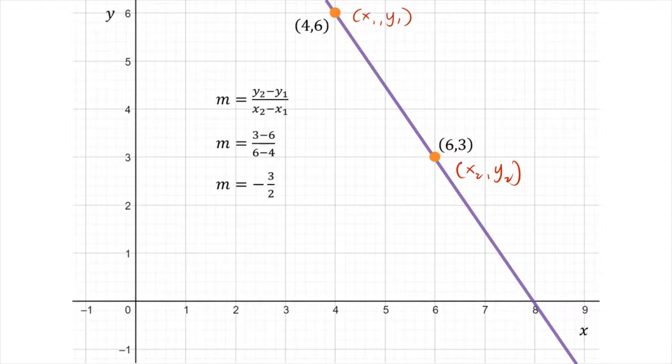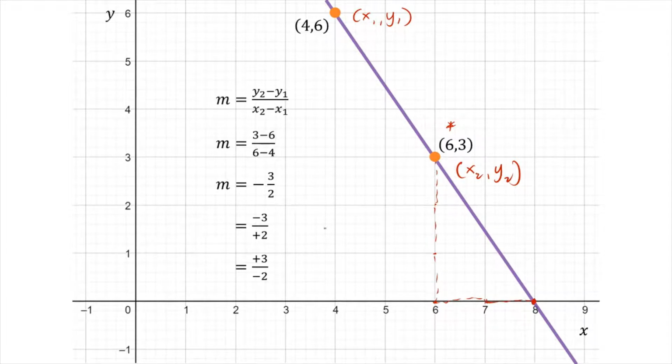So again, we have two ways to express negative 3 over 2. It's either negative 3 over positive 2 or positive 3 over negative 2. So to trace the line, say from point (6, 3), we go 3 units downward. 1, 2, then 3. And then since it's positive 2, we go 2 units to the right. So 1 and then 2.